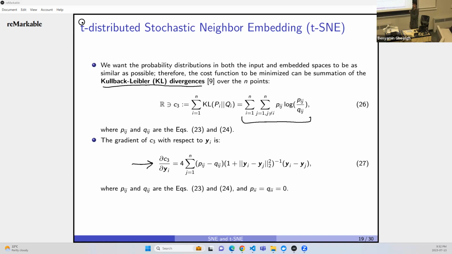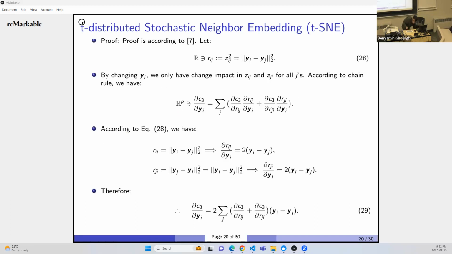Now we are going to prove that. Also, it's provided in my tutorial. But here we are also assuming Pii and Qii are 0. Okay, let's prove it to see the beauty. The proof here is according to the paper of t-SNE, but a little bit modified. Let Rij, I define it to be Zij squared. So this is Zij squared, the Euclidean distance squared between Yi and Yj. This is a scalar, right?